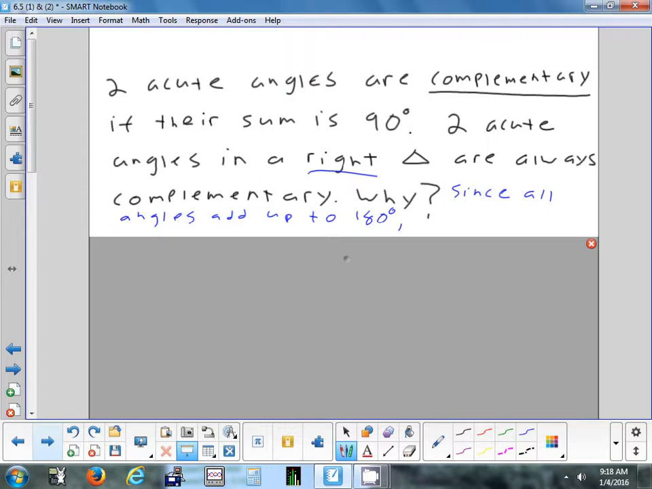Right? So since all angles add up to 180, and we used 90 degrees for the right angle, the other two angles have to add up to 90, which means they're complementary. Other two angles must add to 90. It's almost common sense, but if you're going to spell it out and explain why, that's why.